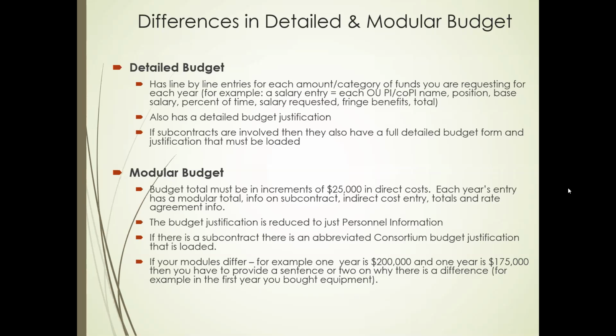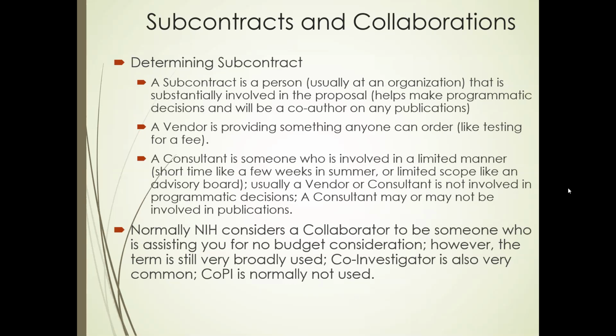And your subcontracts also have to include a detailed budget justification with their R&R budget form too. A subcontract is a person or organization that's substantially involved. They're going to be helping make programmatic decisions, and they'll usually co-author on any publications. A vendor is providing something that anyone could order something similar, like testing for a fee. A consultant is someone who's involved in a limited manner for a short time, like maybe just for a few weeks in the summer, or for a limited scope, like maybe they're just going to sit on an advisory board.